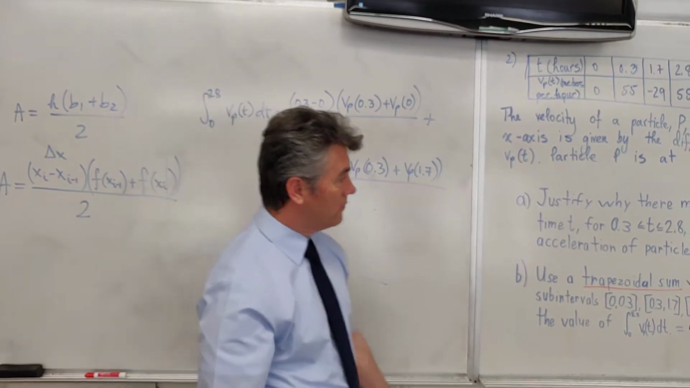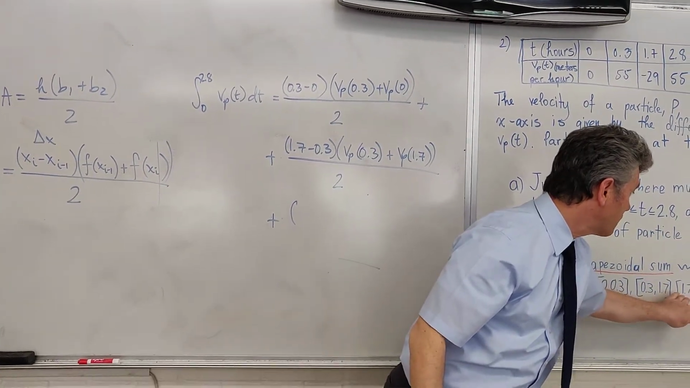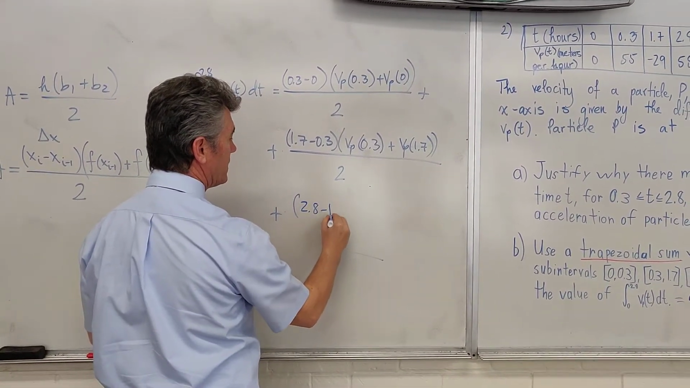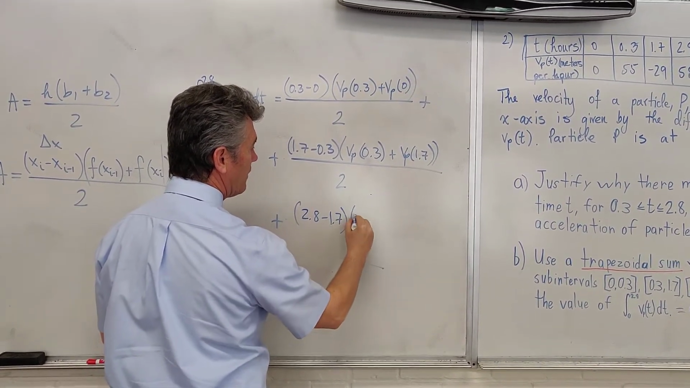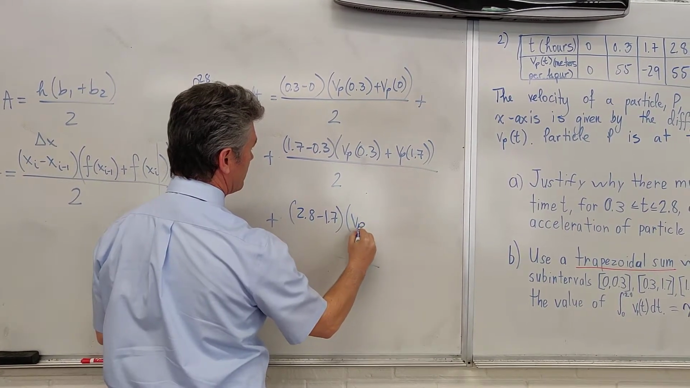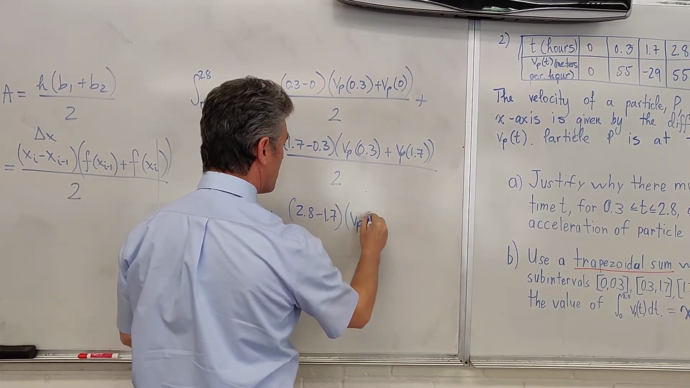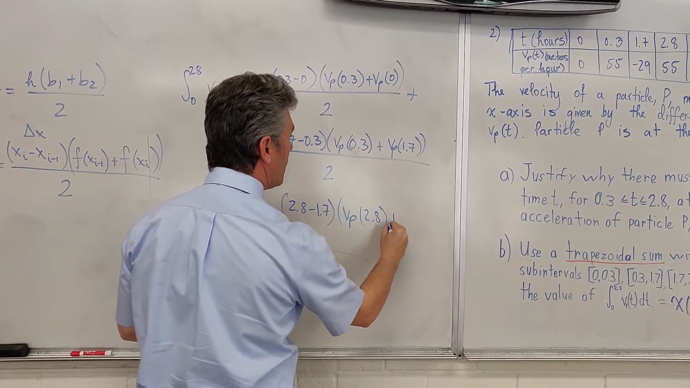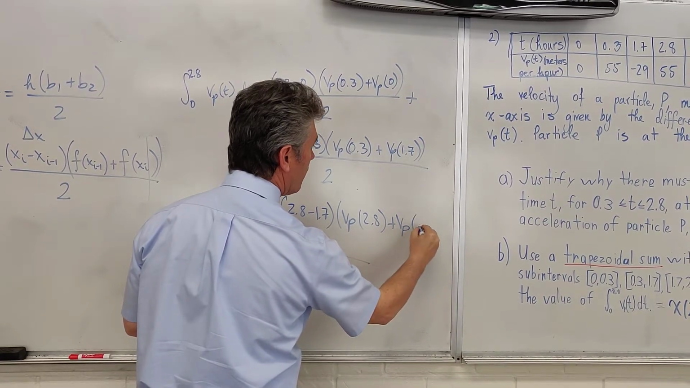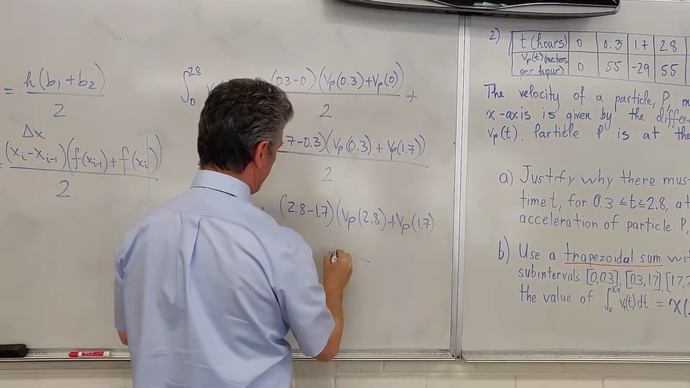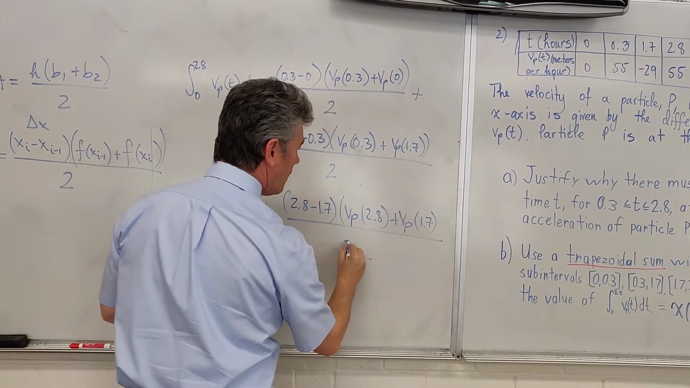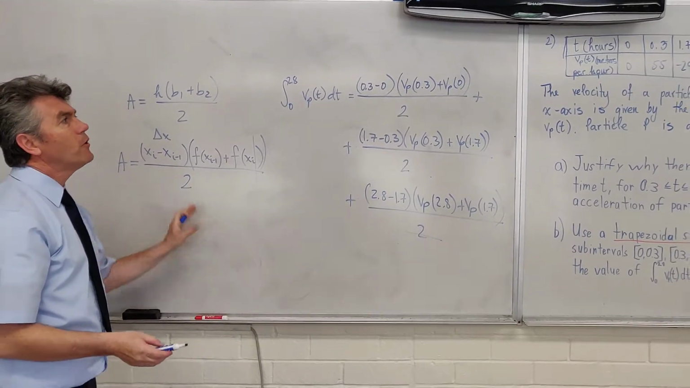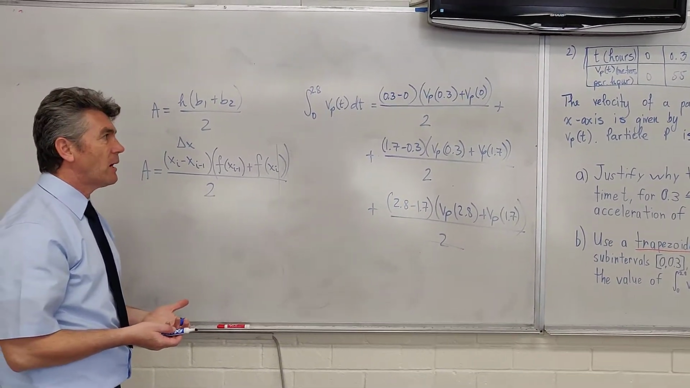For the last interval, we have the interval from 1.7 to 2.8, so this is 2.8 minus 1.7, and then v sub p of 2.8 plus v sub p of 1.7. What do we do? Nothing. We just follow the formula that we need to use to find the area of a trapezoid.